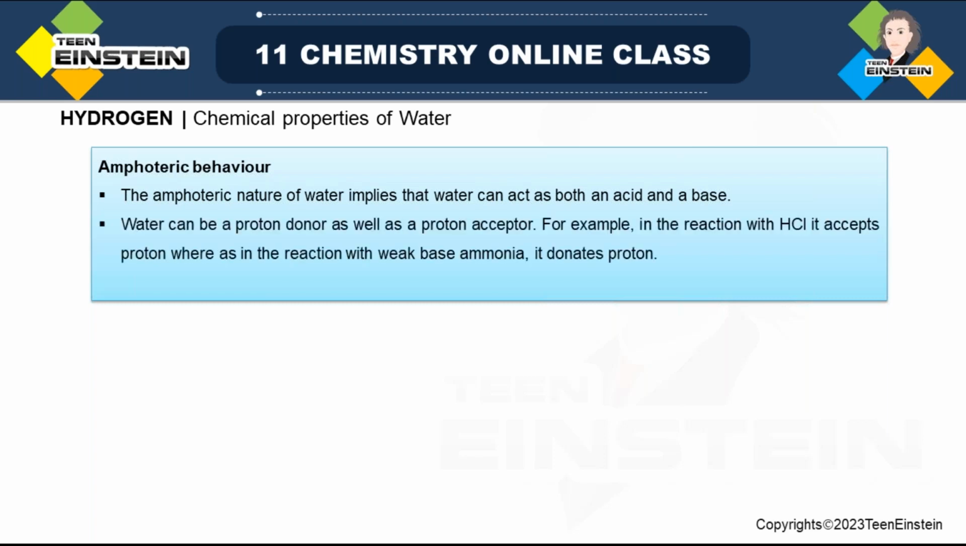So it can act as proton donor, that means now it is acting as acid. It can act as proton acceptor, so it is acting as base. Fine. This is acid, this is base. So when you are treating water with HCl, now with respect to HCl, obviously water is less acidic. So now it will behave as base and it will accept proton from HCl.